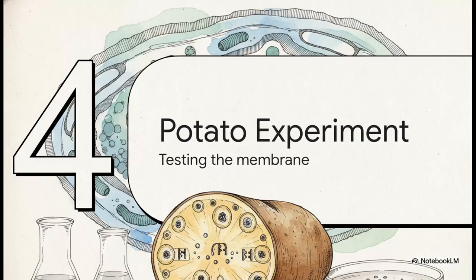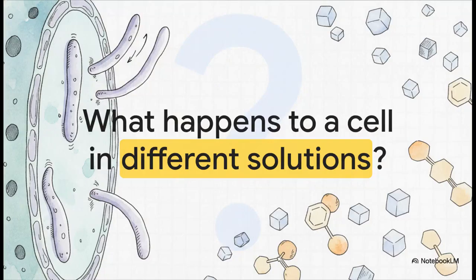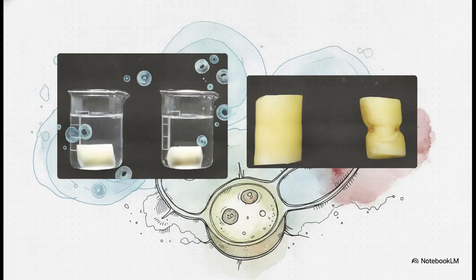All right, Section 4, the potato experiment. Let's test the selective membrane. We really have to ask ourselves, how exactly do these microscopic gatekeeper proteins react when the environment outside the cells suddenly changes? Like, what happens if that outside environment suddenly becomes heavily concentrated with salt or sugar? Well, here is the visual proof of those membranes hard at work.